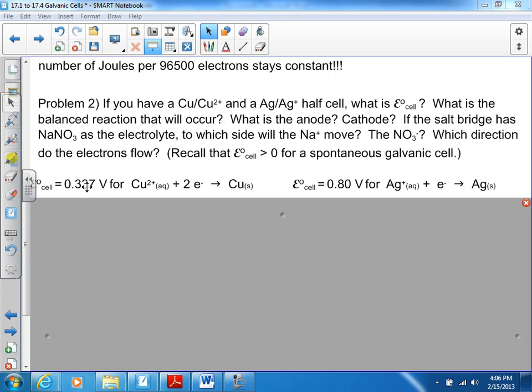Let's see, this is less positive. I'm going to reverse this one, because if I reversed the silver one, I would get a negative E cell when I added those together, and E cell has to be positive. So I will reverse this one.